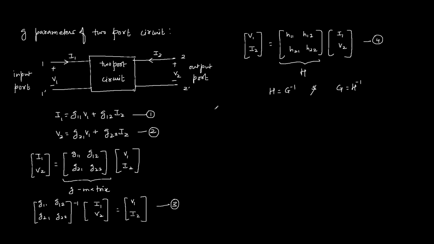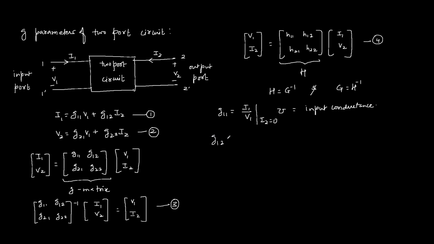Now let's draw the equivalent circuit. In fact, before the equivalent circuit, let's define G11. G11 is I1 over V1 when I2 is 0. It is the ratio of current to voltage, so its unit is mho, and it is called input conductance because it is the ratio of input current to input voltage.